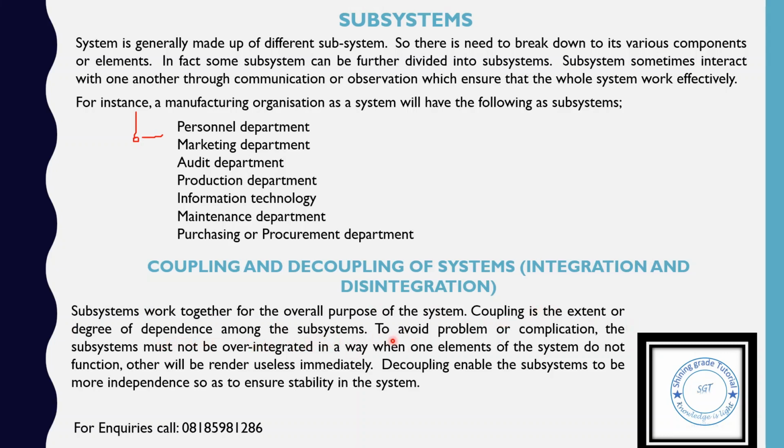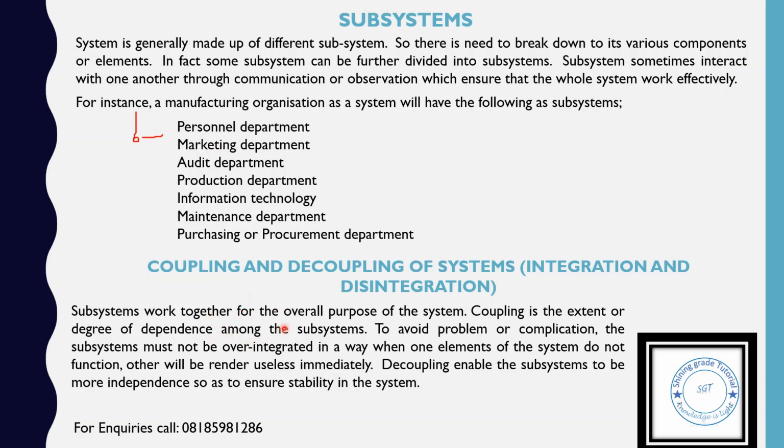The extent is that, to avoid problems or complications, the subsystems must not be over-integrated in such a way that when one element of the system does not function, the others will be rendered useless immediately. So if one does not function, what happens? The others will be rendered useless immediately, just like the instance we stated between the personnel department and the marketing department. So coupling in the system should not be much.